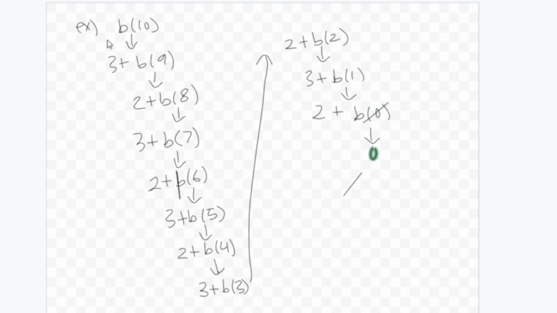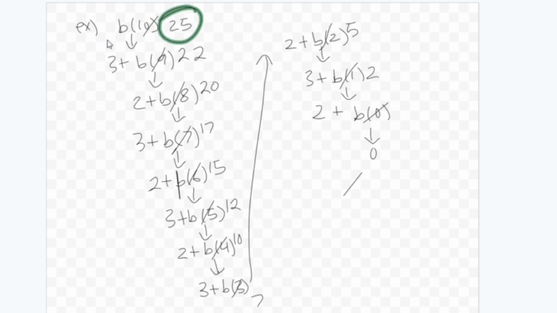Now that we have finally reached our base case, which is 0, it's going to return 0. 2 plus 0 is 2, so B1 equals 2. 3 plus 2 is 5, so B2 equals 5. 2 plus 5 is 7, so B3 is 7. 3 plus 7 is 10, so B4 is 10. Then 12, 15, 17, B8 is 20, B9 is 22. 3 plus 22 is 25, so B10 is 25, so it's going to return 25.